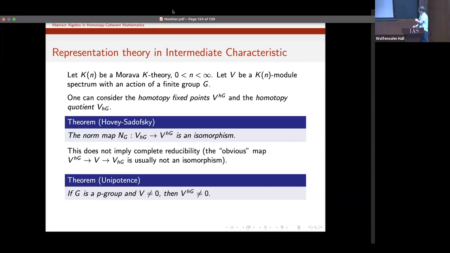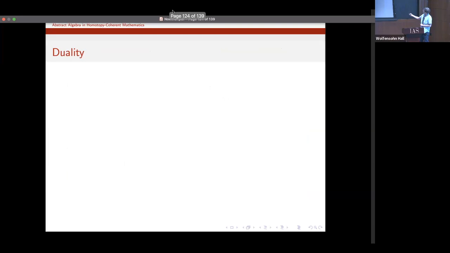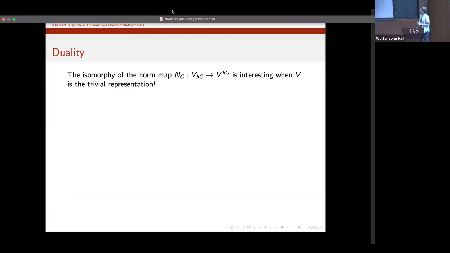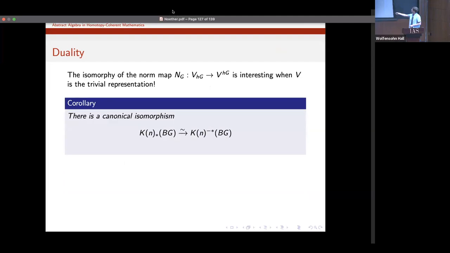So I want to just say a few words about this first theorem. What is it telling you? It's telling you something interesting, even when V is the trivial representation. When V is the trivial representation, the left-hand side and the right-hand side are both cohomology theories, and you can compute the cohomology of a point. Then you're saying that two abelian groups are isomorphic to each other. On the left-hand side, what that's computing is the Kn homology of the classifying space BG. And on the right-hand side, it's computing the Kn cohomology of the classifying space BG.